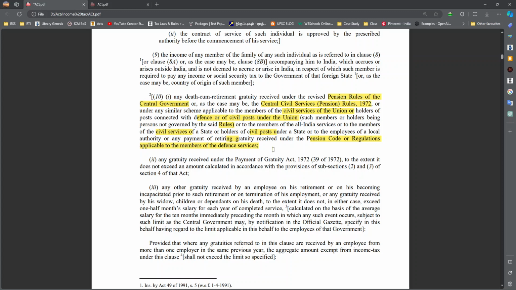Any gratuity received under the Payment of Gratuity Act 1972, to the extent it does not exceed the amount calculated under the provision of section 2 and 3 of section 4 of the act. So section 4 of the act says any gratuity amount received up to 10 lakhs, I think so, that amount below that limit is exempted. More than that is taxable. You can say section 4 of that.